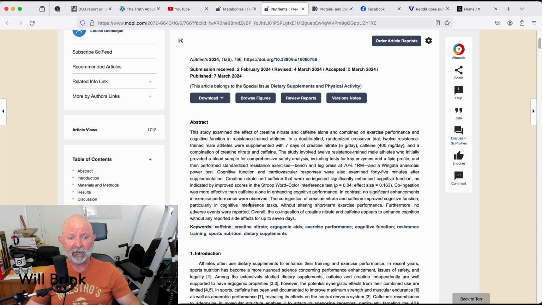So this study examined the effects of creatine nitrate and caffeine alone and combined on exercise performance and cognitive function in resistance-trained athletes. And what they basically found was there was a statistically significant benefit in the combination of caffeine and creatine nitrate on cognitive benefits, and you can read what those are, but they didn't find any benefits on performance. And that was using 5 grams a day of creatine nitrate, which you can see, and caffeine at 400 milligrams a day.